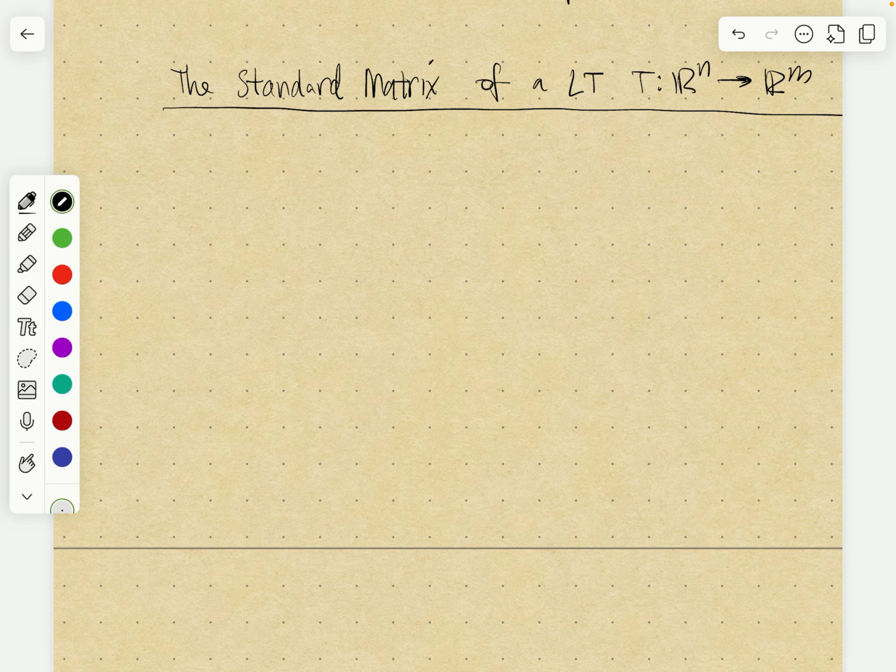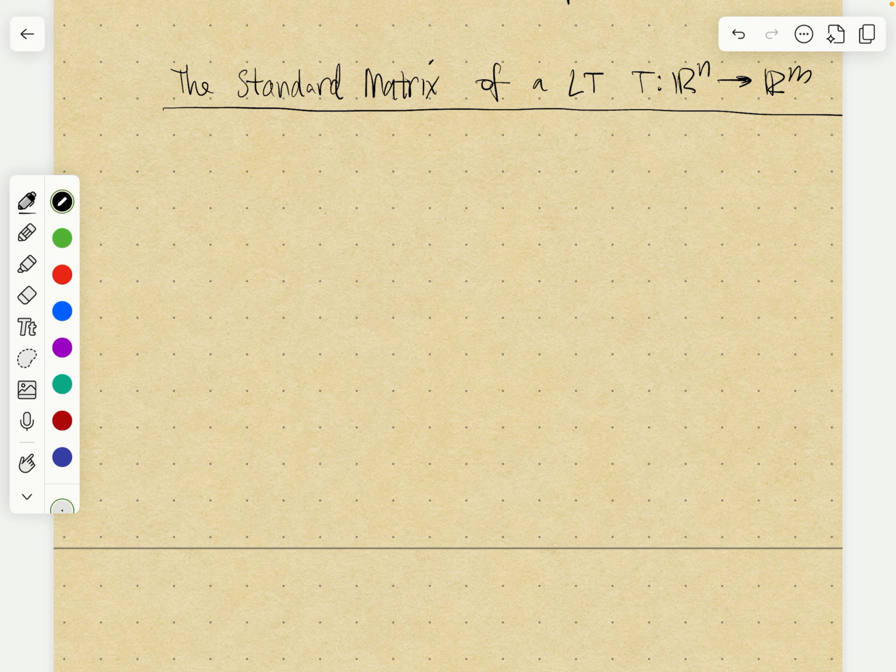Hello, this is the fifth video of a series of videos on linear transformations from Rn to Rm. And we've talked a lot about linear transformations, their mappings from Rn to Rm that satisfy the linearity property. And we've seen that every matrix defines a linear transformation from Rn to Rm, if you have an m by n matrix.